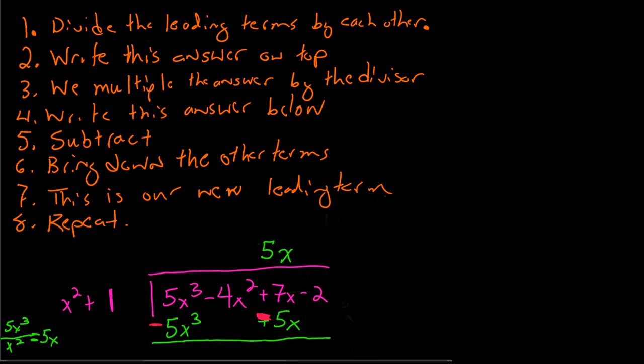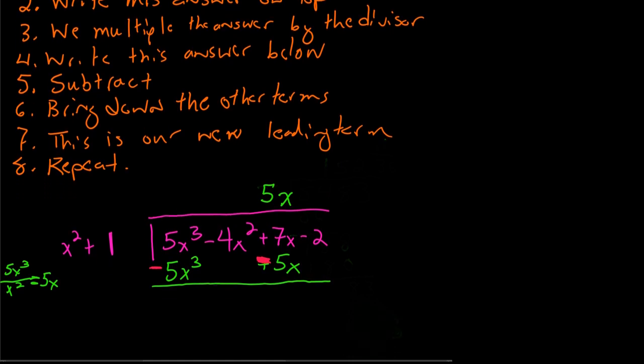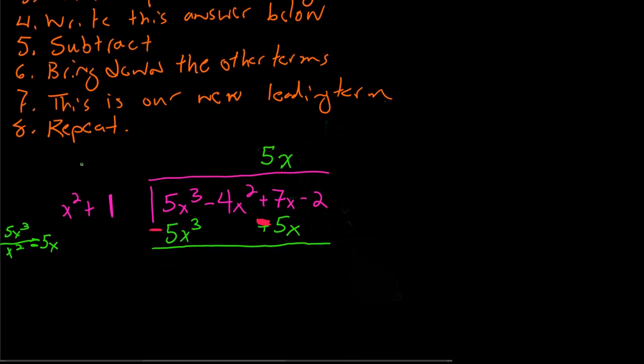Now I'm going to scroll up a bit, so we're going to remember these 8 steps because we're going to want to repeat. So these cancel, and this comes down as a positive 2x. This comes down as a negative 4x squared. Right. And I need to bring down my negative 2. So I subtract, I get negative 4x squared plus 2x. I bring down my other terms. And this is our new leading term.